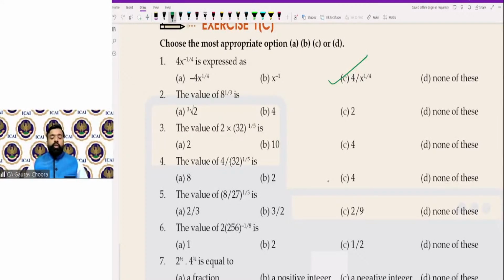Then what is the value of 8 to the power of 1 by 3? So 8 can be written as, we have just done above, 2 cube to the power of 1 by 3. So 3 will get cancelled. So the result will be 2.